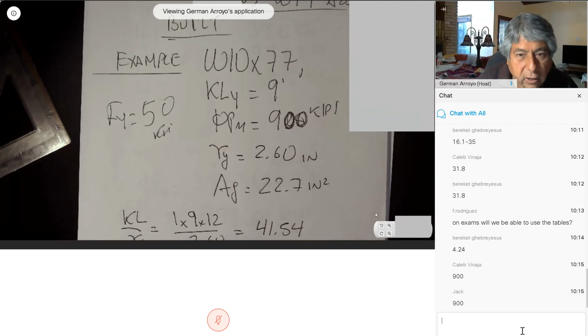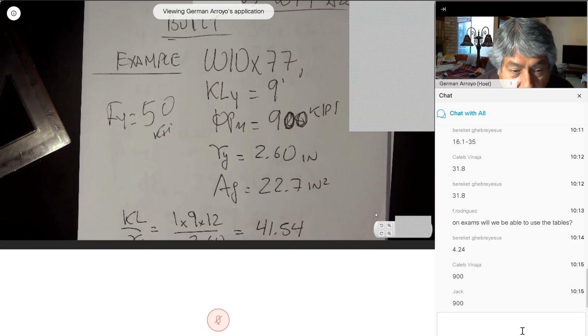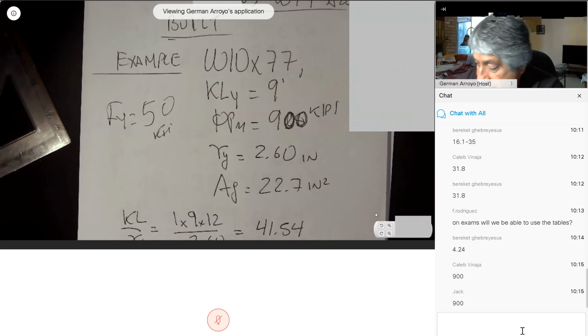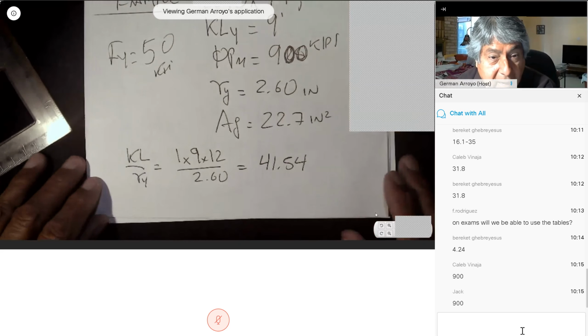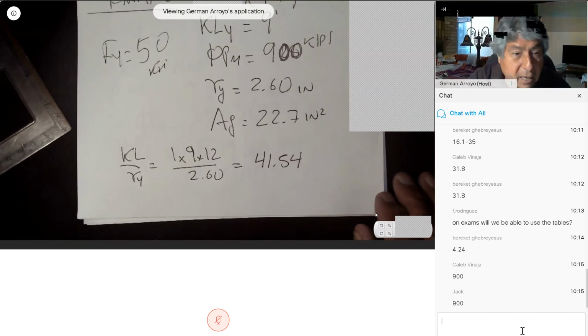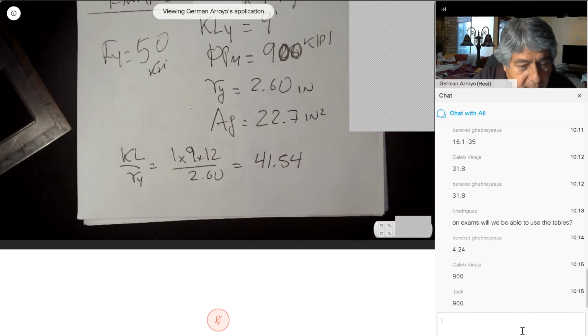The tables, those tables are built for weak axis control. So everything in that table is K over Ry. Later, I'm going to show you how to use it in KL over Rx control. We call that strong axis control. This is weak axis control. So I have computed in here, look, I have computed the KL over Ry.